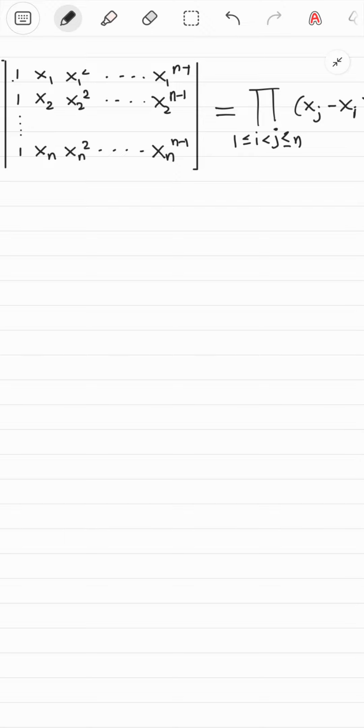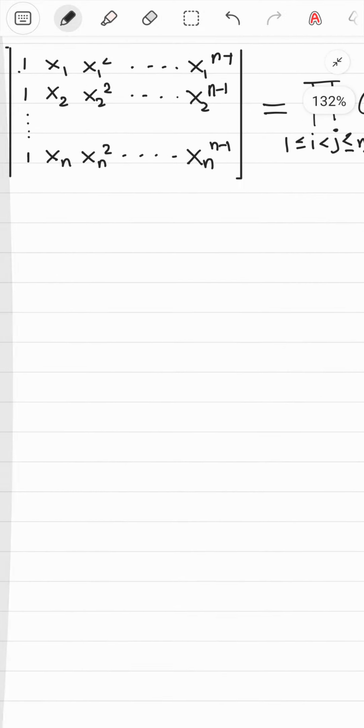So like for i equal to 1, you'll get x2 minus x1, x3 minus x1, and so on till xn minus x1. For i equal to 2, x3 minus x2, all the way till xn minus x2, and so on, right? So let's do this inductively.